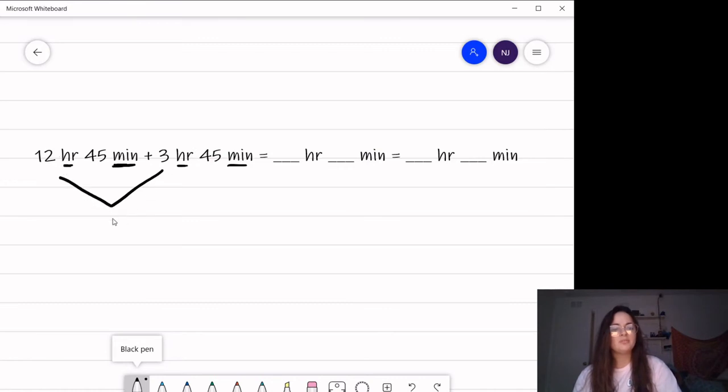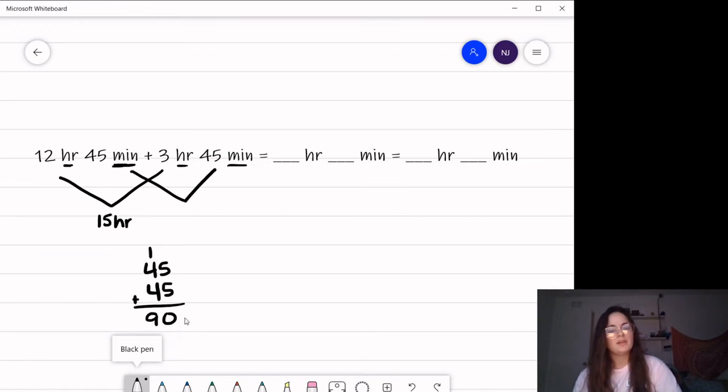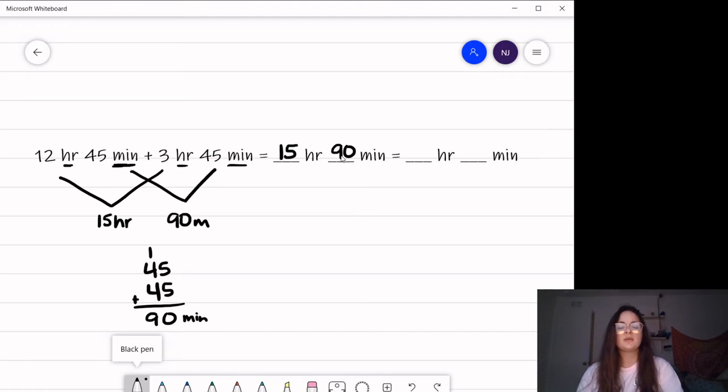I've got 12 hours plus 3 hours, which is 15 hours, and then I've got 45 minutes plus 45 minutes, which gives me 90 minutes. So 12 hours, 45 minutes plus 3 hours, 45 minutes is 15 hours, 90 minutes. So I'm sure you are already thinking, can we rename our minutes into a larger unit? Because minutes is the smallest unit that we have.